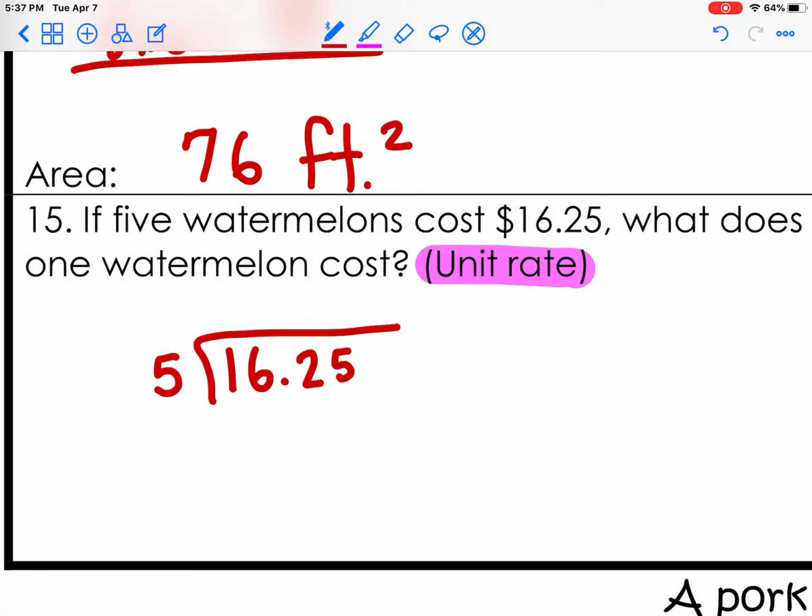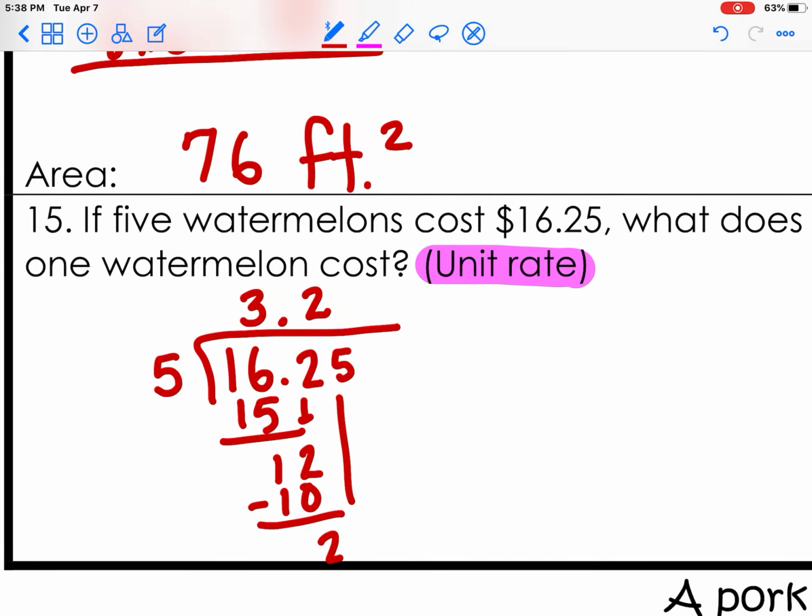So 5 will go into 6. Don't forget that decimal up there. It's money. 5 will go into 16. Oh, sorry, not 5 times. 3 times. 3 times 5 is 15. Have 1 left over. Bring down that 2. 5 will go into 12 only 2 times. 5 times 2 is 10. And we subtract. 12 minus 10 is 2. Bring down that last 5. Thank goodness it ends there. 5 will go into 25 5 times evenly.